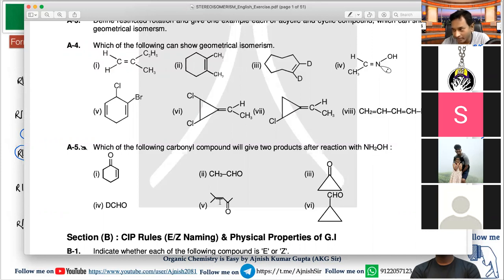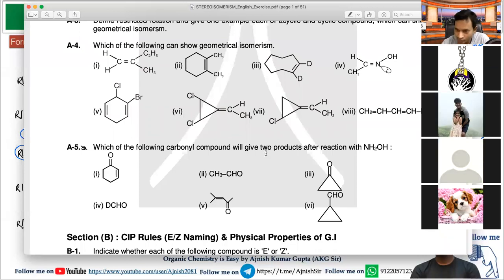Unsymmetrical. The number of oxime formed will be 2 or 1? 2. Very good, because this part is different.